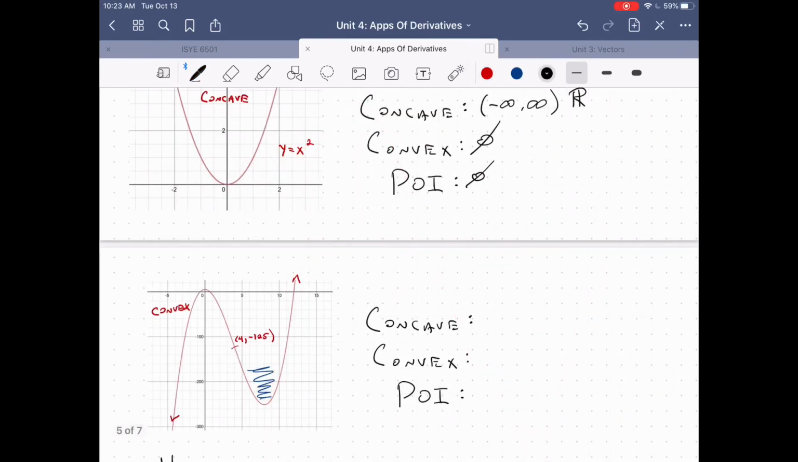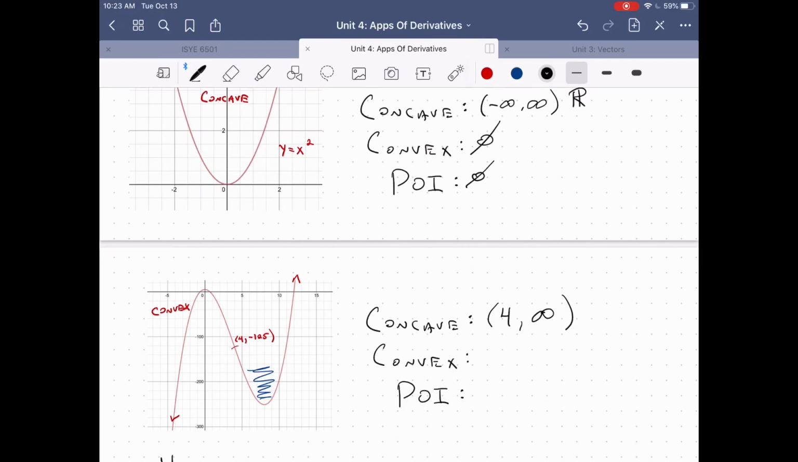So my interval for concave, the interval would start at the point of inflection, and the x value of that was 4. And we can assume that as the graph goes off the chart to the right, it's going to continue to be concave. So that would be until infinity. So my interval for concave would be 4, infinity.